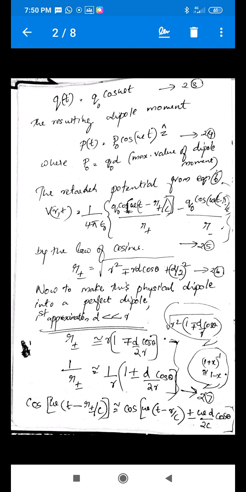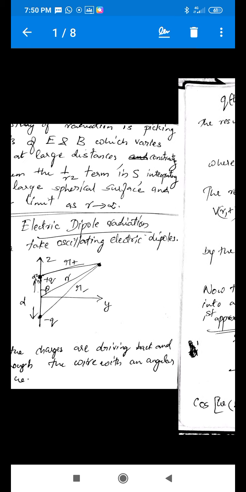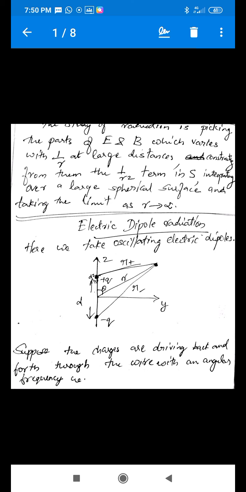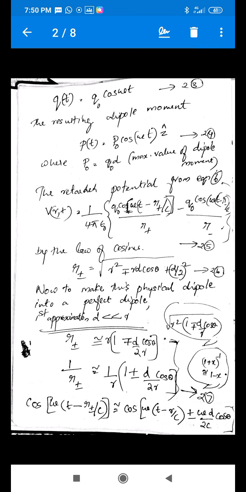So I will first write the equation for q of t, that means the charge which depends on time. So the charge at a particular time t, q of t, will be equal to q0 cos omega t, where q0 is the maximum charge a point can take. So the plus q point or minus q point can take a maximum charge up to q0 only. So this is oscillating with sine or cosine variation. That is why we say it is q0 cos omega t, isn't it?